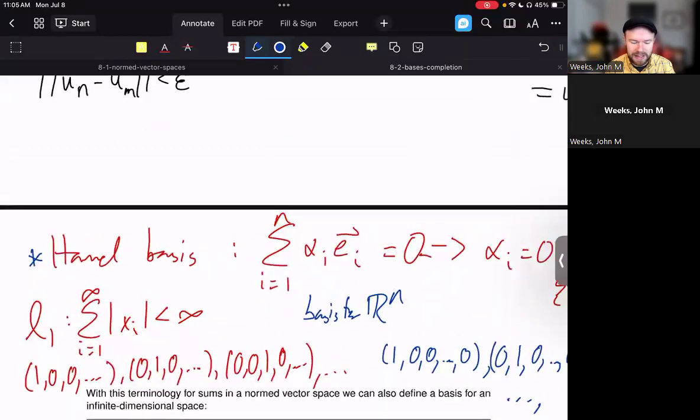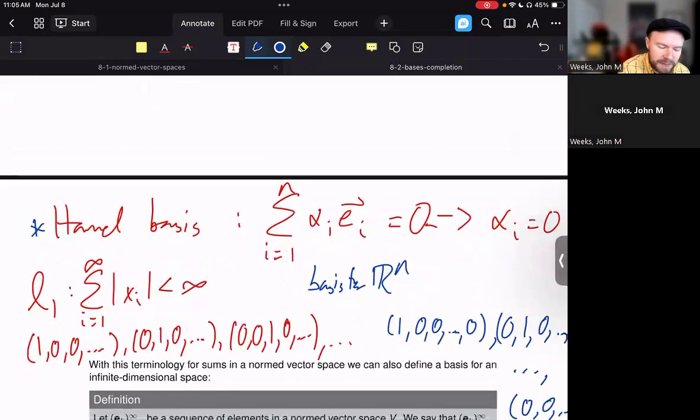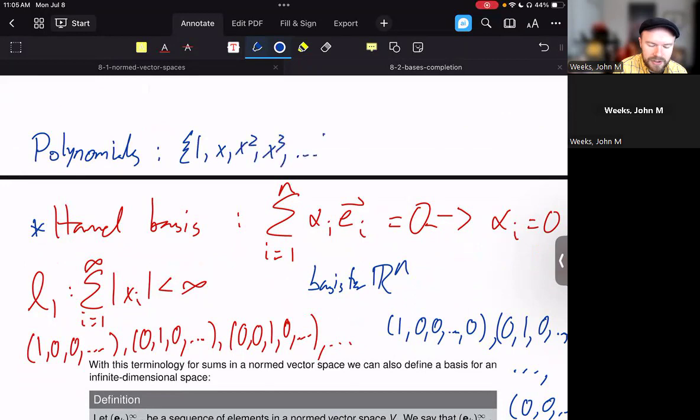That works very well inside of a space of polynomials, because we know the space of polynomials has a basis of 1, x, x squared, x cubed, and so on, all the way up to however big a degree that you would like. However, polynomials stop somewhere.